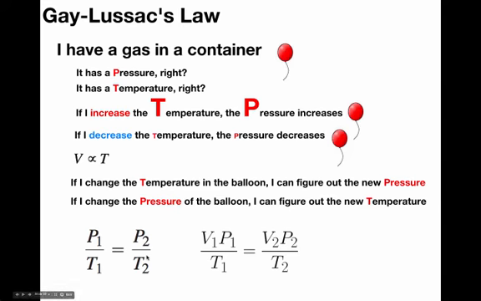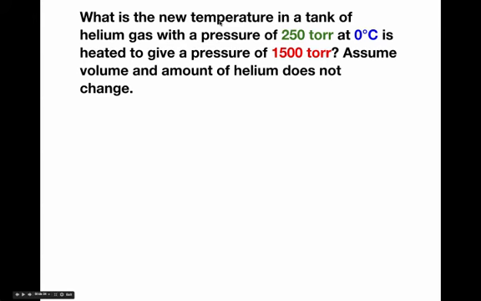And so we should do a problem related to Gay-Lussac's law as well. This is shown here. What's the new temperature in a tank of helium gas if the helium gas has a pressure of 250 torr at 0 degrees Celsius, and then you heat the tank of helium to give a new pressure of 1500 torr? What's the new temperature if we start out at 0 degrees Celsius, an initial pressure of 250 torr, and we increase the pressure on our tank to 1500 torr? And the assumption is that the volume and the amount of helium in the tank doesn't change.